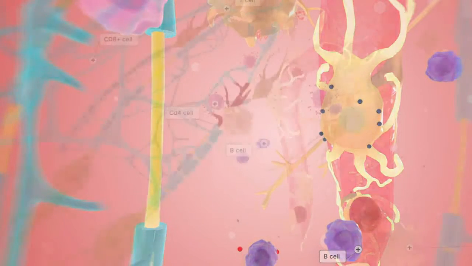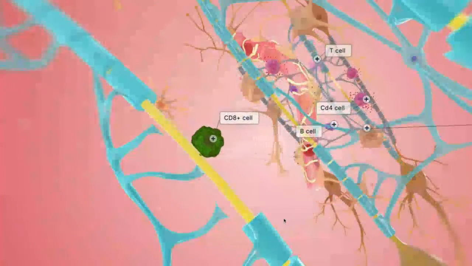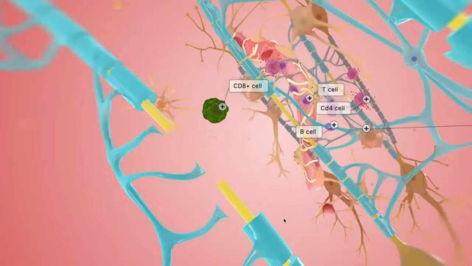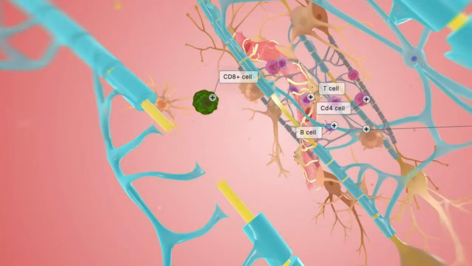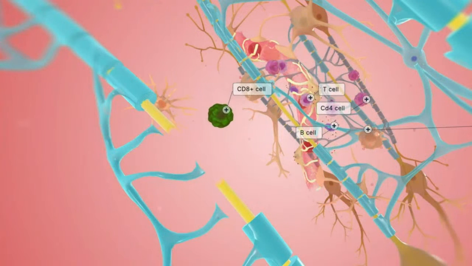Exposed axons are vulnerable to being transected by cytotoxic CD8 positive T cells. This causes permanent disability because axons cannot regrow and reconnect with their targets.